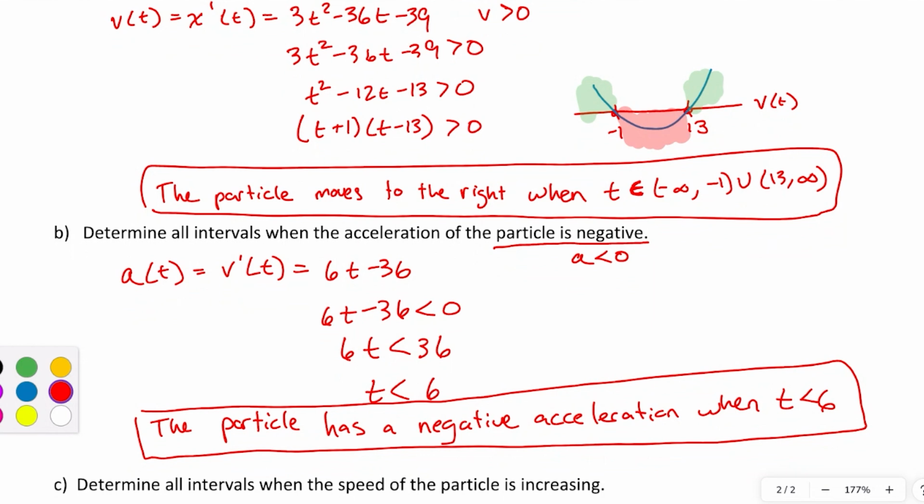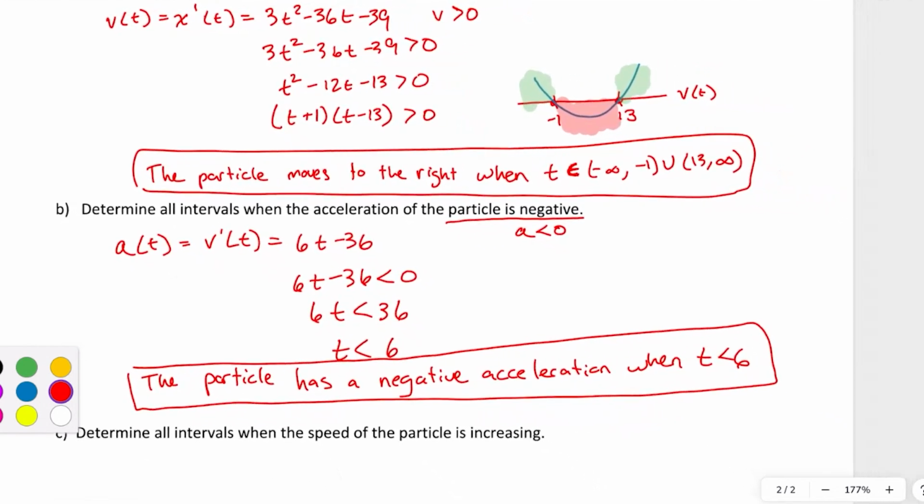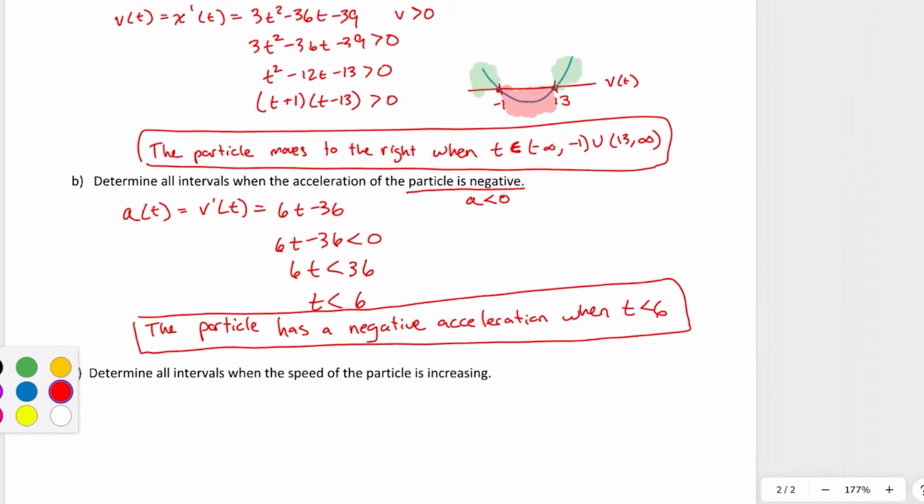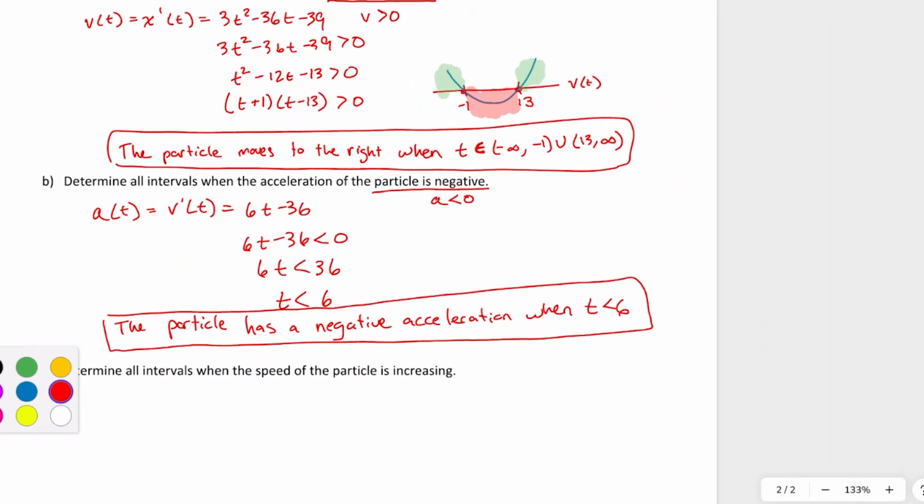Okay, our final question. It's not going to take a whole lot of work. It's going to take a little bit of thought. Okay, so get ready for this one. It says determine all intervals for where the speed of the particle is increasing. In other words, speeding up. Now, we talked about this on the front page. How do you know when a particle is speeding up? When the signs are the same.